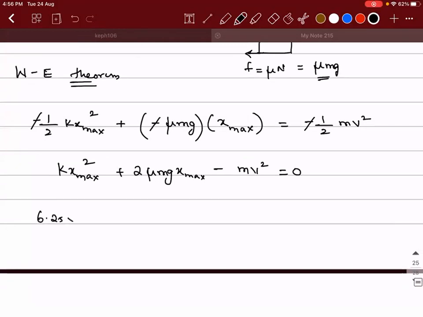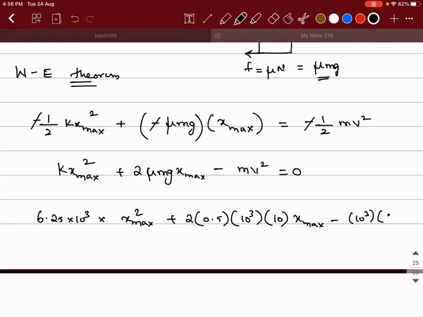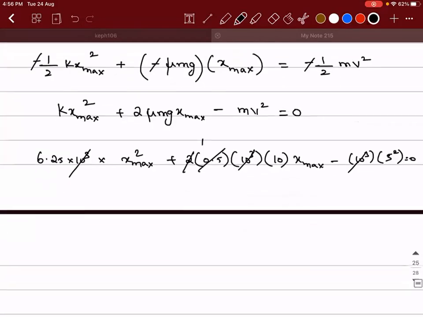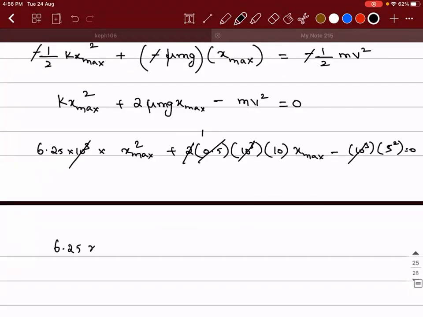So it is 6.25 into 10 power 3 into x max square plus 2 into mu, which is 0.5, into m, which is 10 power 3, into g. For the time being, I'll take it as 10, into x max minus m, which is again 10 power 3, into v square, that is 5 square, is equal to 0. So 10 power 3 first gets cancelled. 2 into 0.5 is 1. Now what will happen? 6.25 into x max square plus 10 into x max minus 25 is equal to 0.